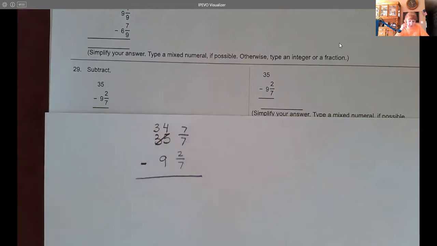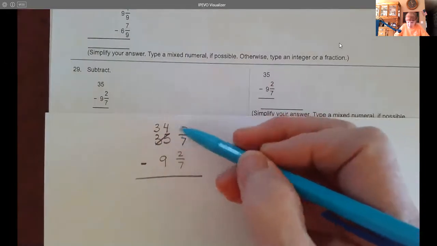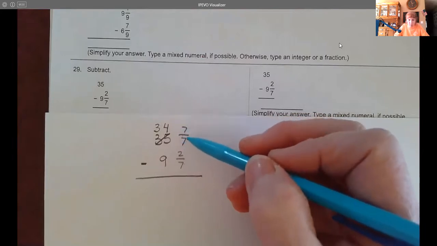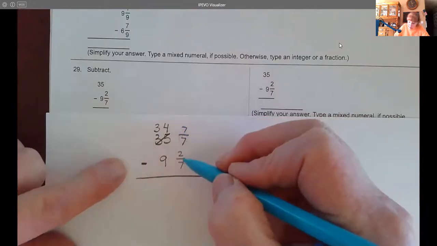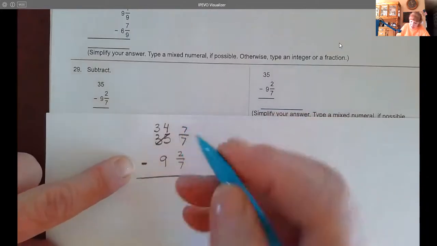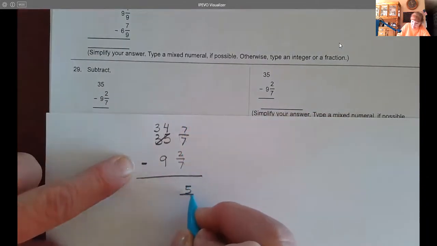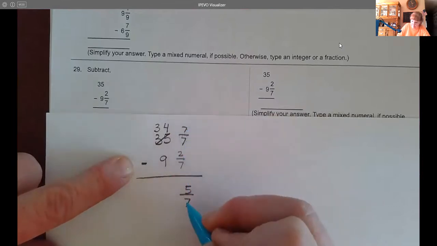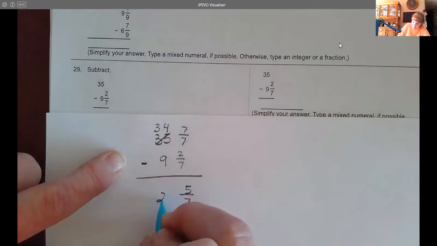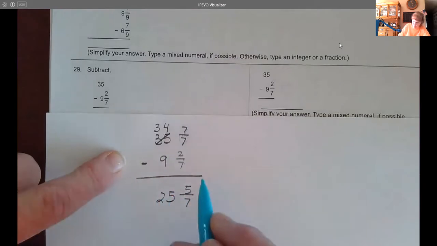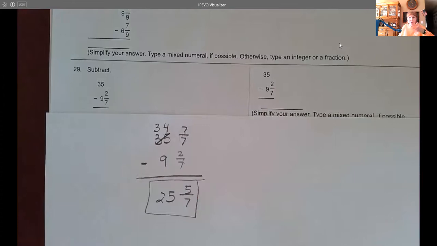Okay. So now, because there's nothing, I didn't have to add this 1 to anything. There wasn't anything there. So now you can subtract. 7 minus 2 is 5/7. Okay. 34 minus 9 is 25. And there's your answer. Can't reduce 5/7. It's not improper. You're done. Okay, so you can borrow.